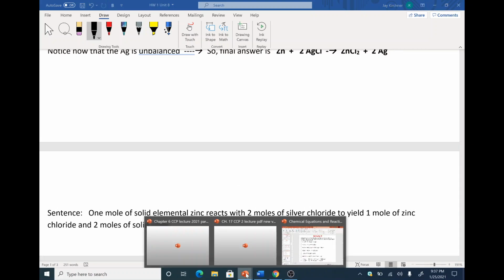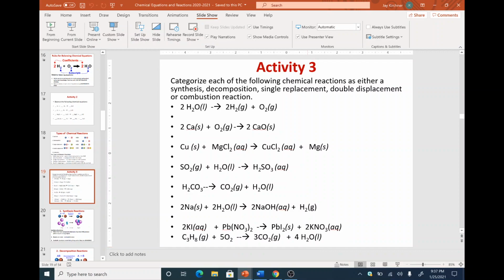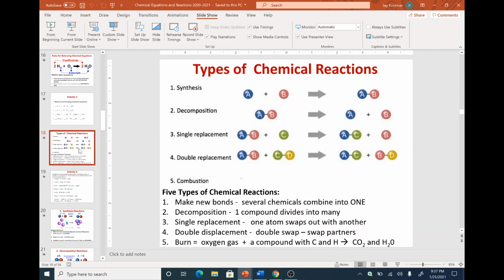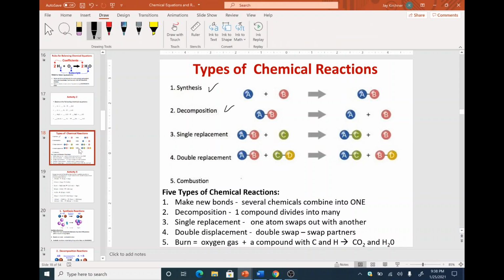So for your quiz, and we'll look at homework 2 in a minute, we're going to learn types of reactions. We're going to be shown chemical equations of reactions, and we're going to basically label them as either synthesis reactions, decomposition reactions, single replacement, double replacement, or combustion. So I like to look at them in groups. So these two groups are very common to each other.